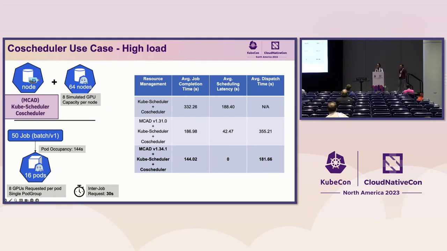The team worked on improving the performance of MCAD, and I went back to my PhD, and then I did these experiments again just last month, but with the new version. What we observe is that the average completion time is what we expected, 144 seconds, with almost no scheduling latency. So MCAD resolved that false positives issue, and we also observed a 50% reduction in the average dispatch time. So this is how we essentially use this toolkit, KWOK, to check the performance bottlenecks of our systems. So, sorry, do you want to conclude?